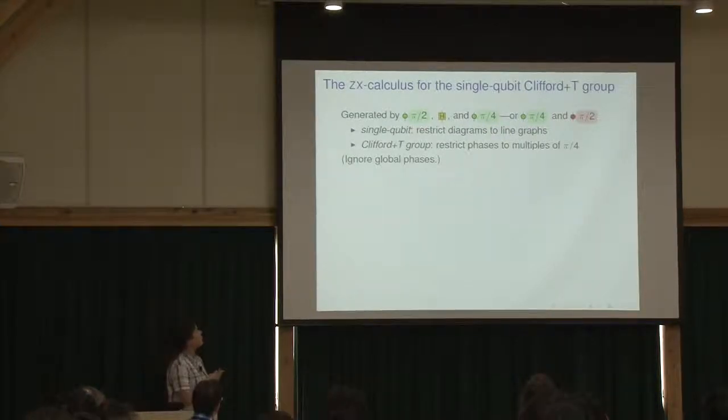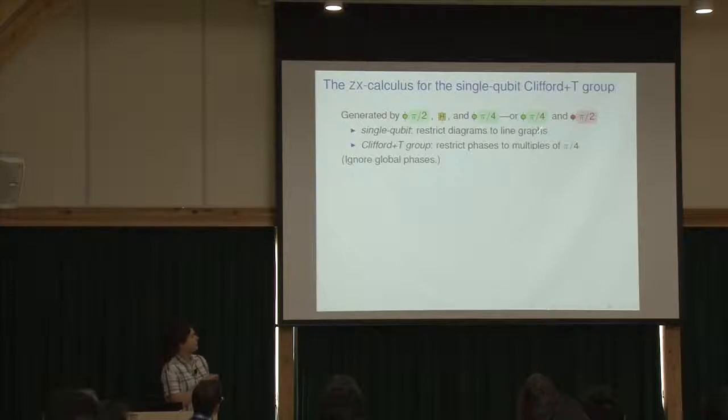An alternative generating set for the single qubit Clifford plus T group is just using the green pi by 4 phase shift and the red pi by 2, because the green pi by 4 can square to the green pi by 2, and then if we have a green pi by 2 and the red pi by 2, that gives us the Hadamard. And as you can see, each of our generators has exactly one input and one output. So when we say single qubit, what we actually mean is that all our diagrams are line graphs, and all our elements will have exactly one input and one output.